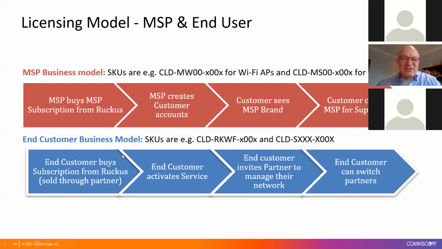So the one we first started with, the end customer business model. The end customer buys AP and switch subscription licenses from yourselves as RUCKUS partners. The end customer then activates their service on our cloud portal, and the end customer is able to log in to their portal and manage access points and switches. What they can also do is invite their partner from within the portal to manage their network. So if they want the partner to manage the network, they can do that.